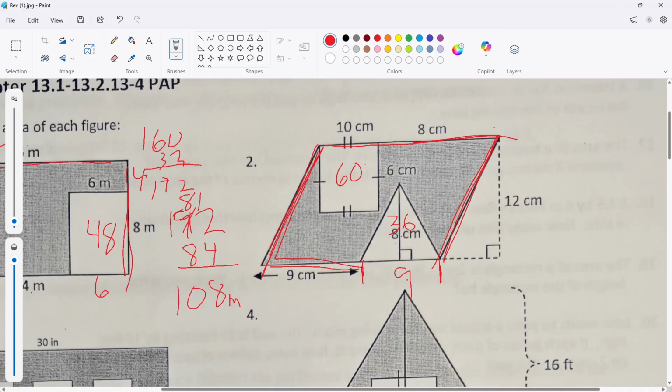All right, so how do I find that? Area of a parallelogram is base, which is 18, times height, times 12. And what is 18 times 12? 180 plus 36, 216. So 216 minus 96, that's the area of the two unshaded things, which is 120 square centimeters.